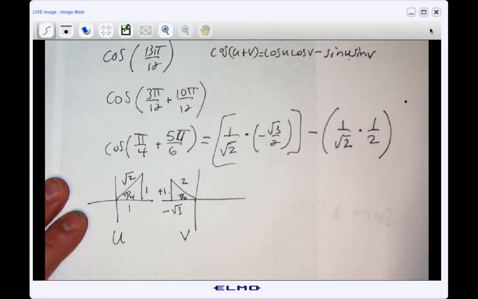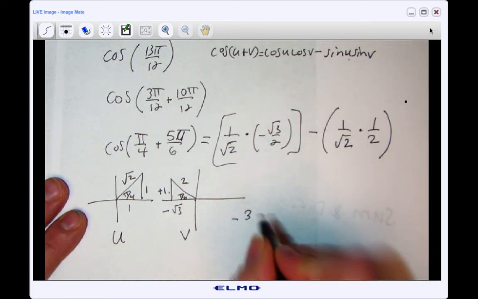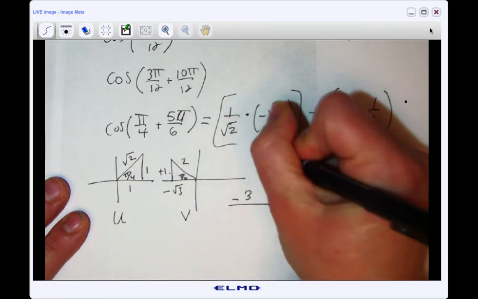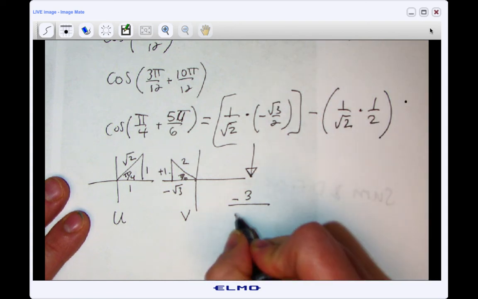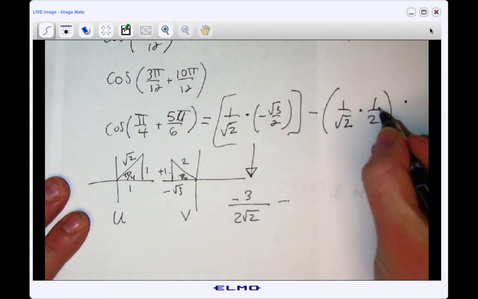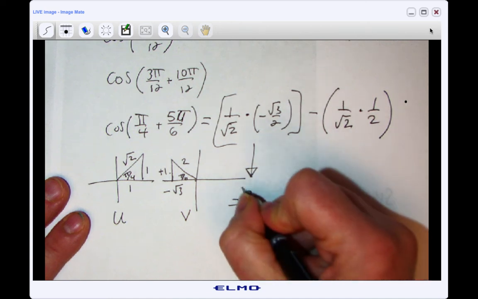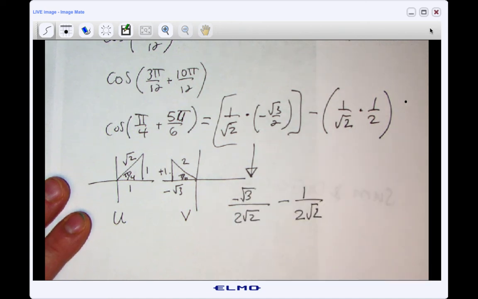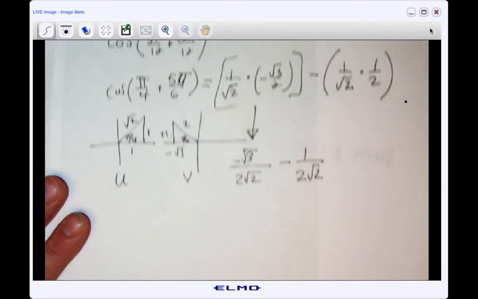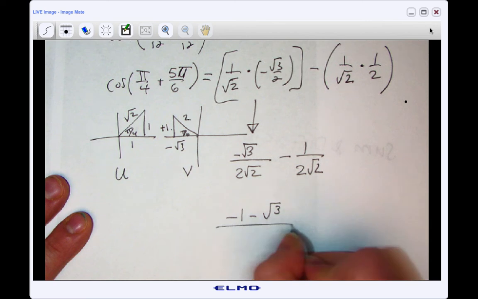Now let's simplify. Ready? So this is going to be, again, negative root 3 over, so I'm going down here, over 2 root 2 minus, and this will be 1 over 2 root 2. I'm sorry, I lost my root 3. I don't know why I'm having a hard time with these root 3s today. Keep losing them. All right, so this one is negative 1 minus root 3 over 2 root 2.